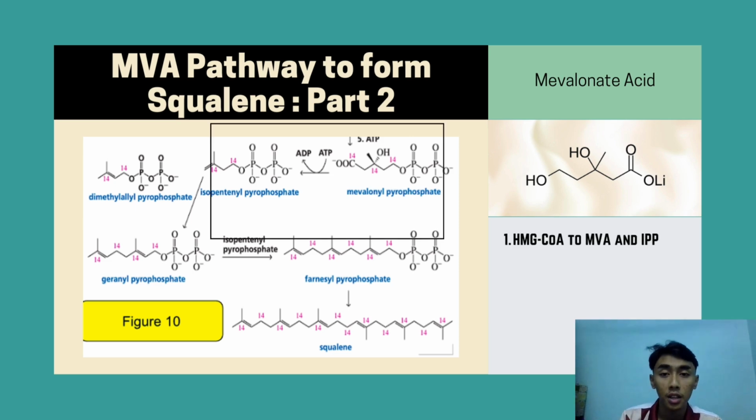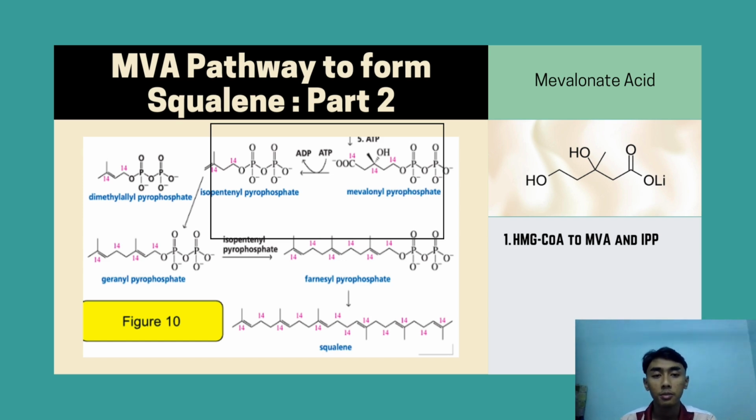Alright, firstly, HMG-CoA is reduced by HMG-CoA reductase to mevalonate with the input of two NADPH molecules. This reaction is considered the rate-limiting step in the MVA pathway that we have learned in physical chemistry. Then this mevalonate is phosphorylated by mevalonate kinase using ATP to form mevalonate 5-phosphate.